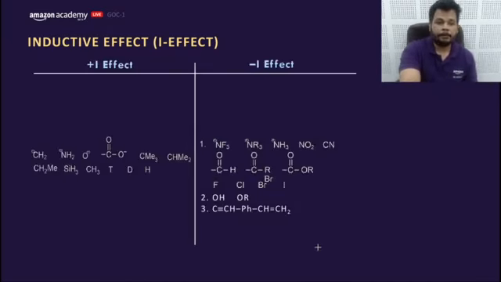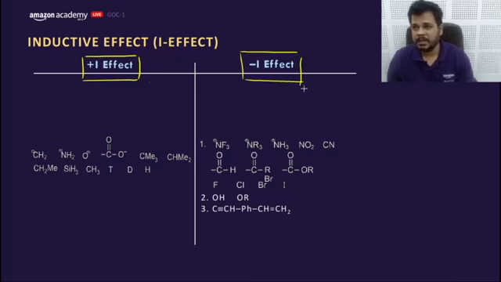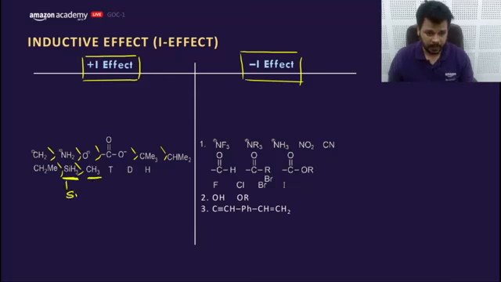Okay, let's move. There are two types of inductive effect, plus I effect and minus I effect. This is the order you need to learn. You need to learn that SiH3 has a greater plus I effect than carbon because the electronegativity of silicon is lesser than carbon. The next important thing you need to learn is T, D, H.